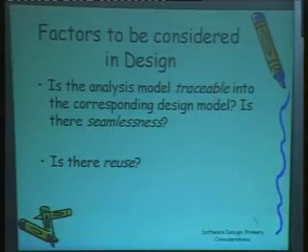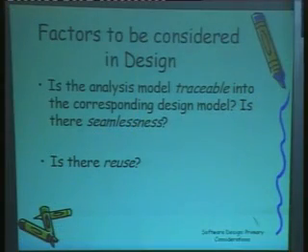So this is another property. It has to be first traceable, and if possible, if it's seamless, that's also another advantage. Now, when you design, are you designing everything from scratch, or are you going to reuse something which you already have? This is another important factor that you consider when you design your software.